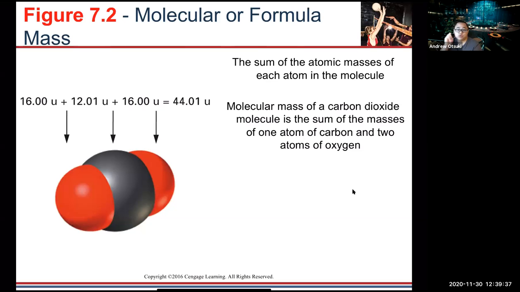So it's the sum of two oxygen atoms here and the one carbon atom, and we get a total of 44 atomic mass units, which is our molecular mass. Okay, so it's not the same as molar mass. We'll talk about that in a second.